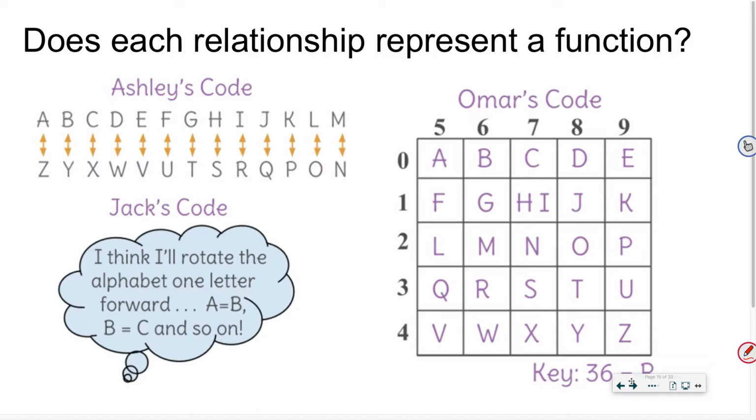How about Omar's code? Why is Omar's code not a function? Because of the number 17. Absolutely. The number 17 has two outputs. It could be either an H or an I, and that's a problem. That is not a function.